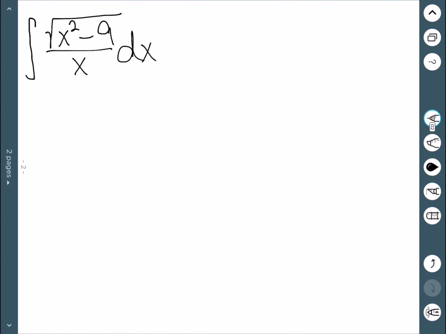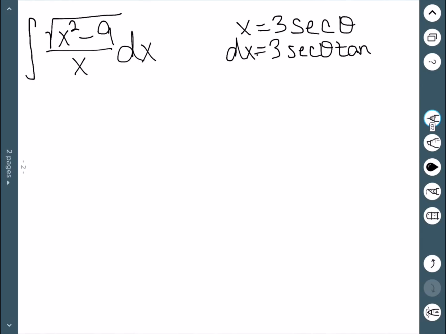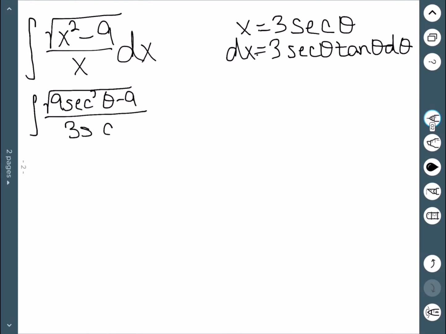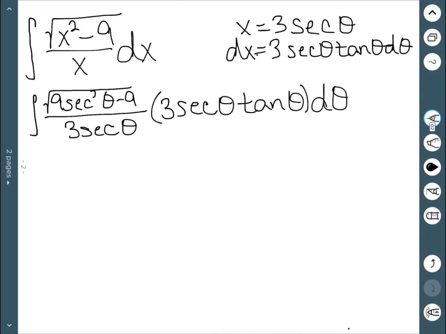Here, I have the integral of the square root of x squared minus 9 over x dx. We'll let x be equal to 3 secant theta, which means dx is 3 secant theta tangent theta d theta. Therefore, I end up with the square root of 9 secant squared theta minus 9 all over 3 secant theta times dx, which is 3 secant theta tangent theta d theta.